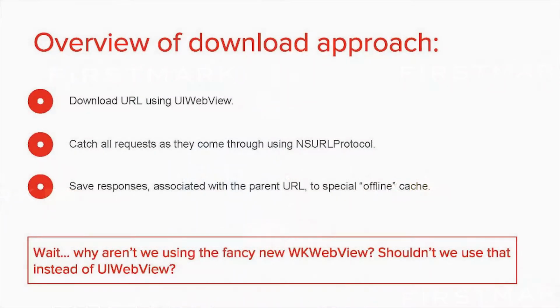So our download approach is to use a UI web view. We just hide it. We don't need to show it to the user. A lot of times this will be running in the background anyways, so there's no visual aspect. It's just using the guts of the UI web view to download all the contents. And then we use NSURLProtocol to capture all of these requests as they come through. We save the responses, and we just need to associate those with the parent URL. We're going to additionally save these into a special offline cache. This is what I talked about before, with it being distinct, so that it's kind of precious.